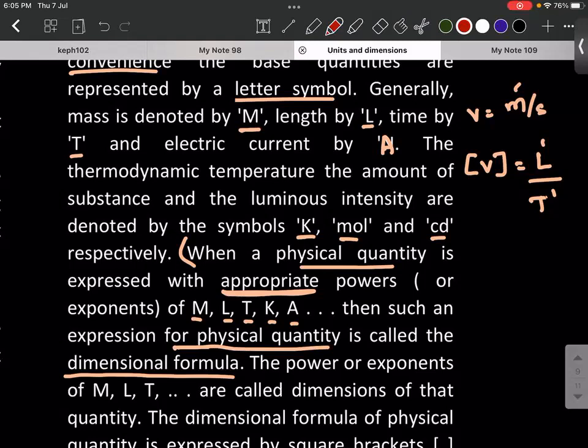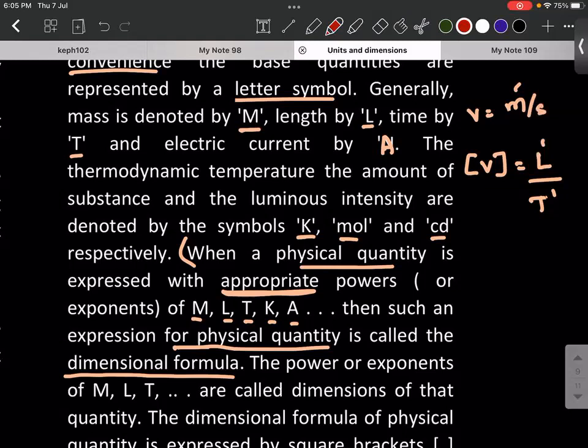Then what are the powers called? You're writing L power 1, that 1 is the power. T power 1, the 1 is the power. What are those powers called? They are called dimensions. What are they called? Dimensions. So now you are able to understand the difference between dimensional formula and dimensions.